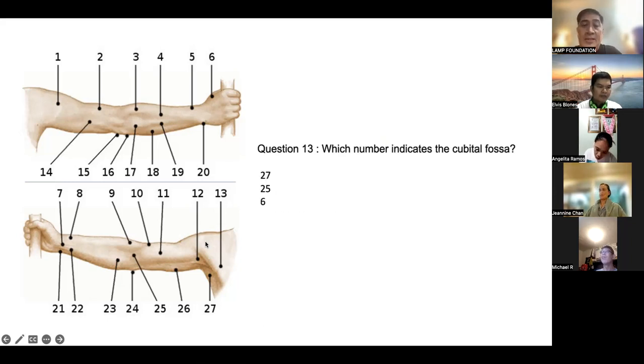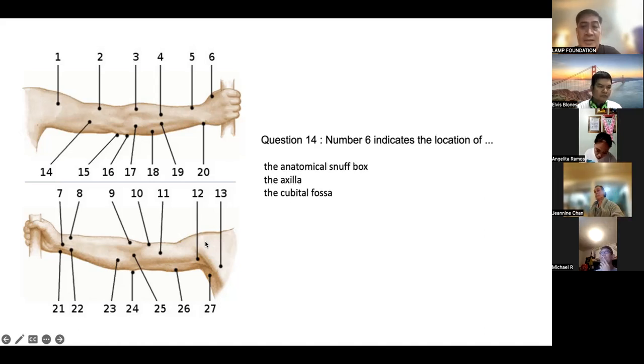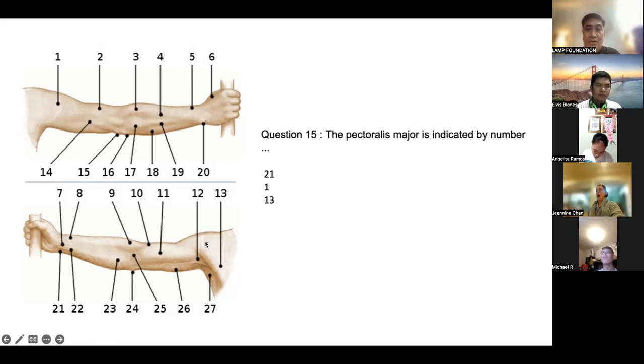Which number indicates the cubital fossa? Number 25. Very good. Number 6 indicates the location of what? Anatomical snuffbox. Very good. The pectoralis major is indicated by number?